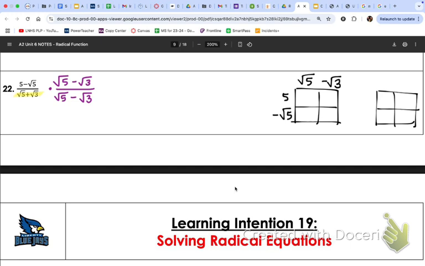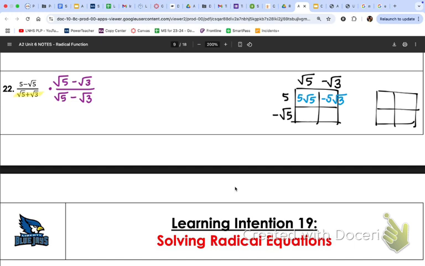Okay, here we go. Outside to outside, inside to inside. So 5 root 5. And then 5 times negative root 3. You cannot multiply those together. So it's negative 5 root 3. That's what the multiplication would look like. I should have made my boxes bigger. Ooh, this one is going to work.